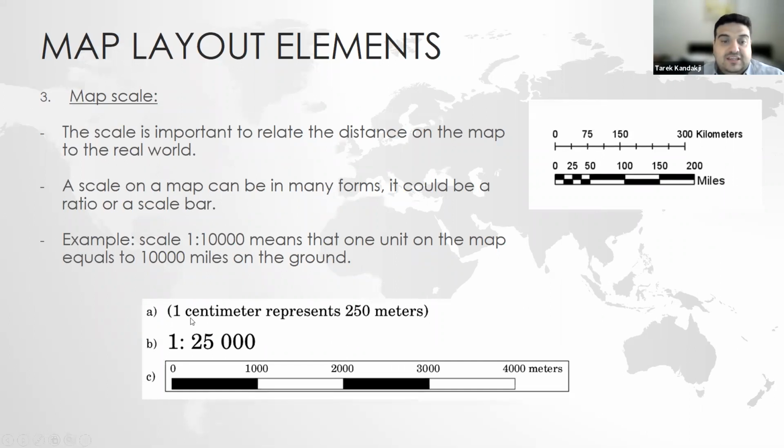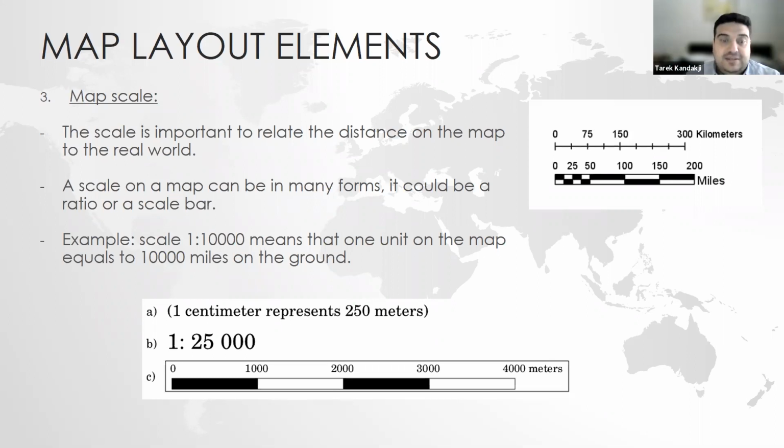Another way to present the scale is as a ratio, like 1 to 25,000, as in this example here. It can be a ratio, a scale bar, or simply text. For example, here it says 1 centimeter represents 250 meters. People usually know how a centimeter looks on a piece of paper. So when people look at the map, they say, okay, 1 centimeter means 250 meters, so these two countries or cities are such and such centimeters apart.